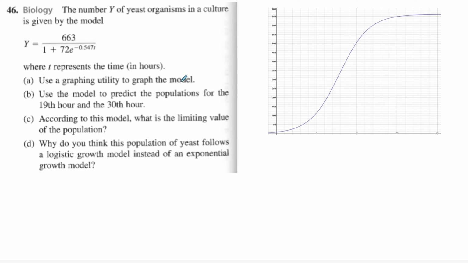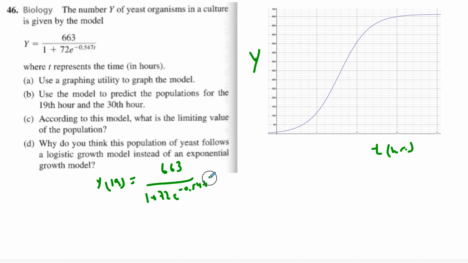So there's our graph of the model, where this would be Y, the number of yeast organisms, and this would be T, in hours, right? Okay. Use the model to predict the populations for the 19th and 30th hour. That would mean we're going to plug in 19 into this equation and come up with a number, and we're going to repeat that for 30.